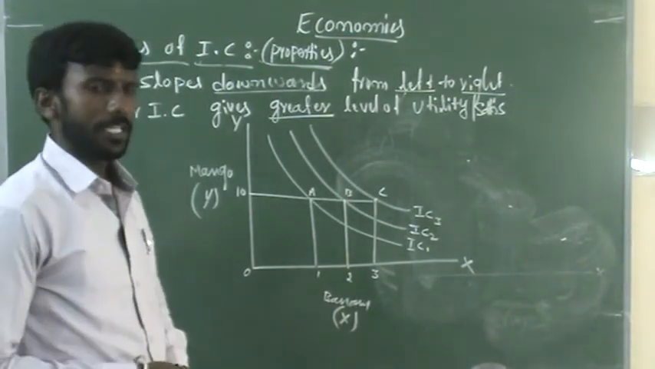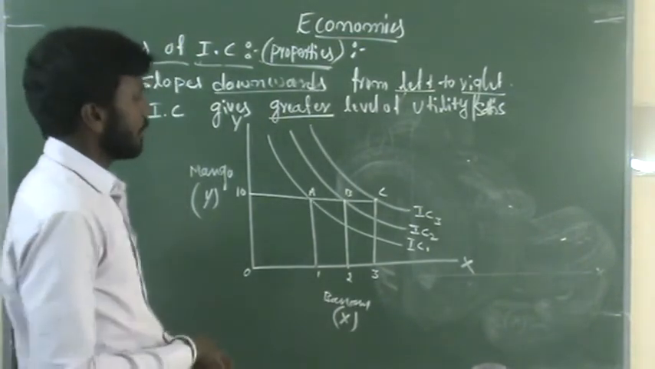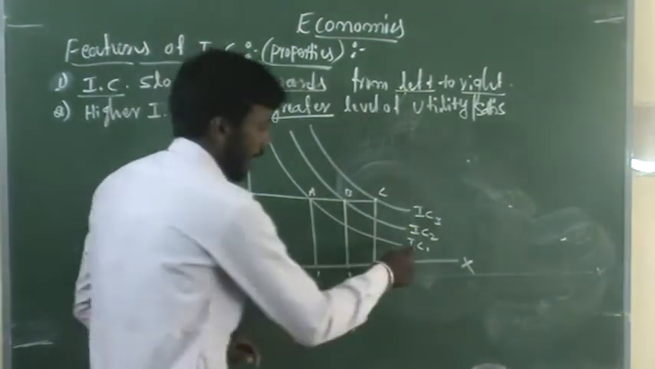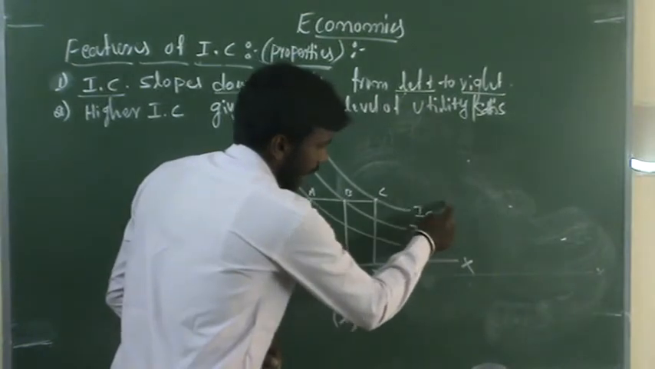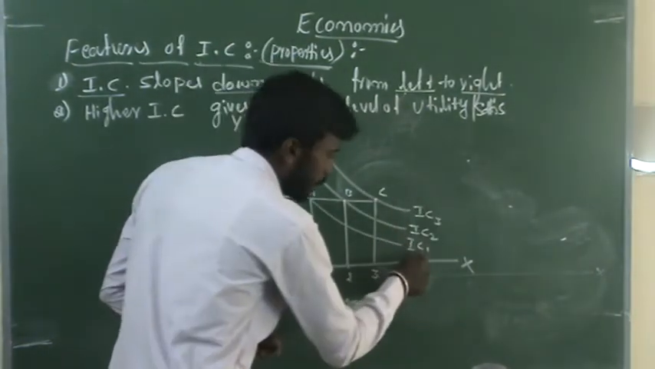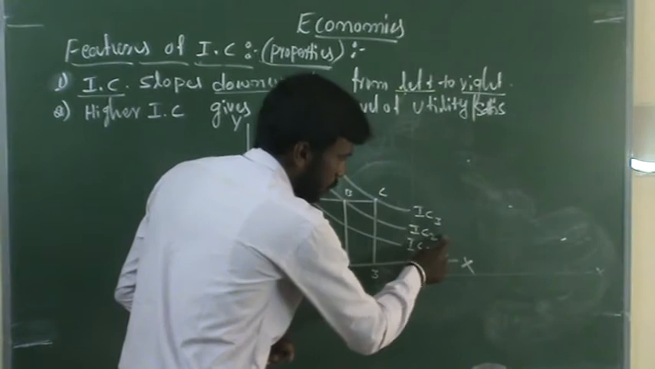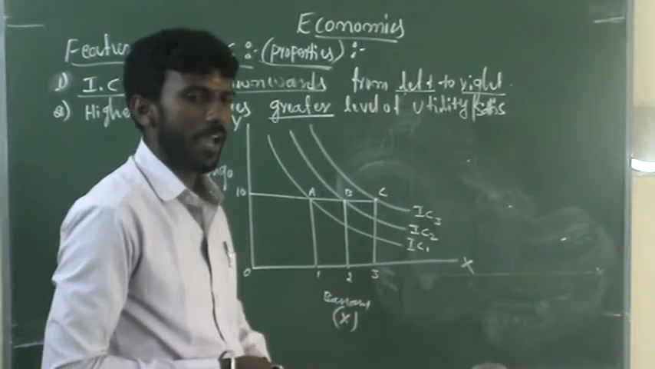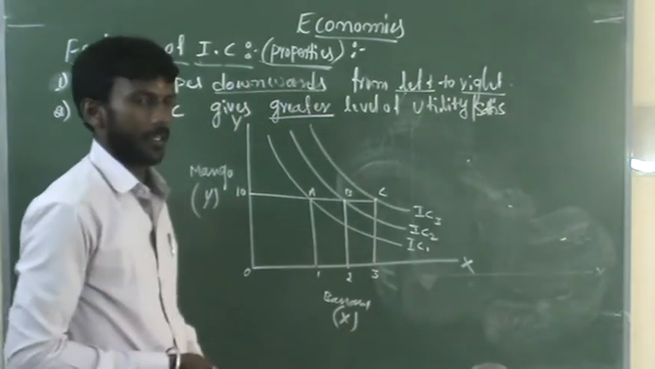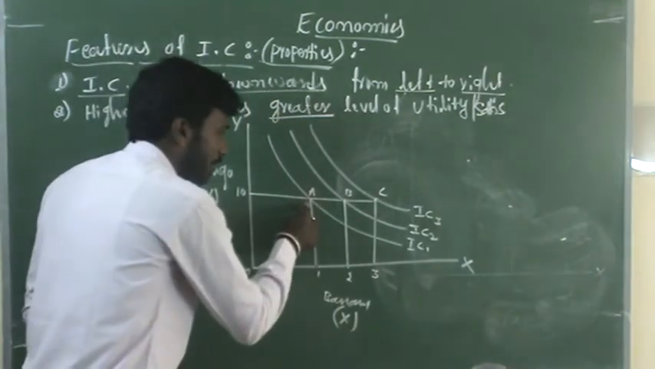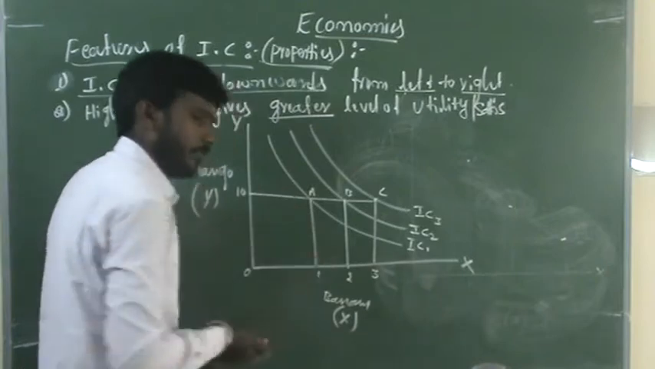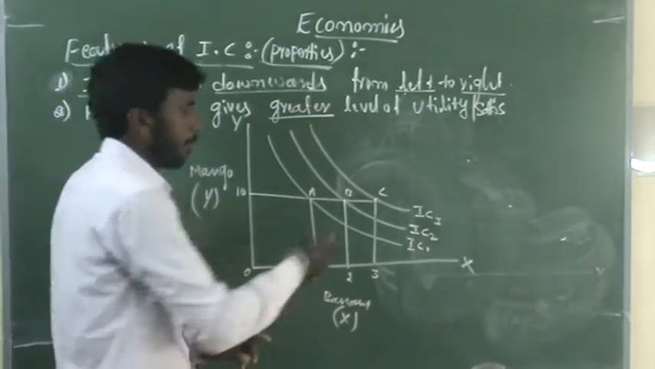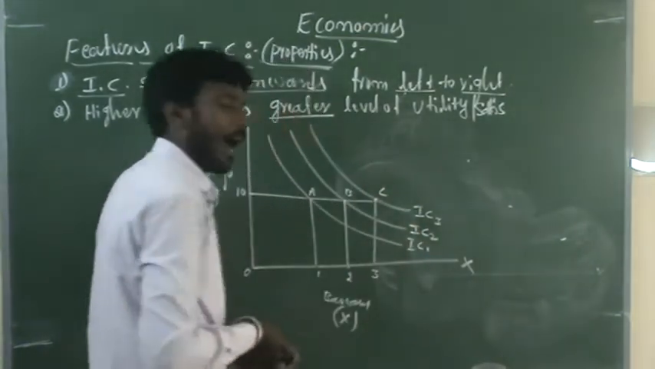Now in this diagram we have seen three different indifference curves, IC1, IC2, IC3, I mean indifference curve 1, indifference curve 2, indifference curve 3. Like that, various indifference curves we see on this diagram. The point A lies on IC1, the point B lies on IC2, the point C lies on IC3.